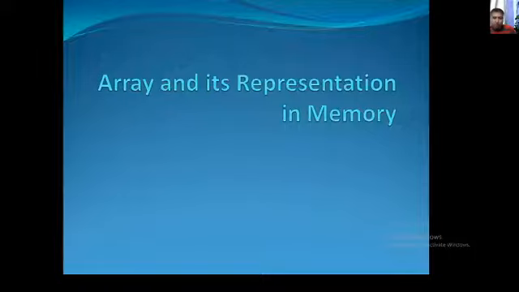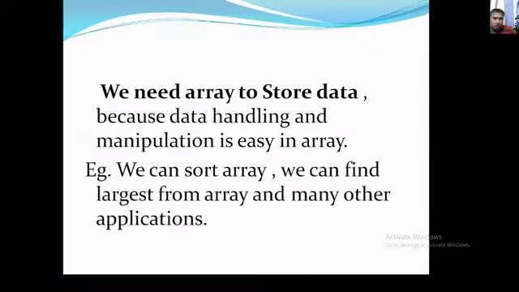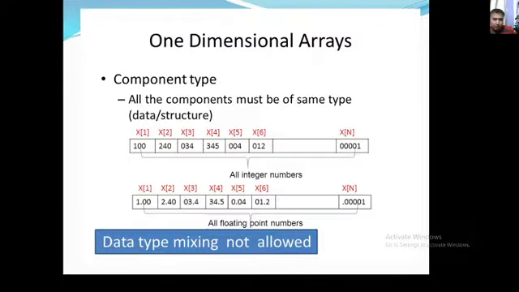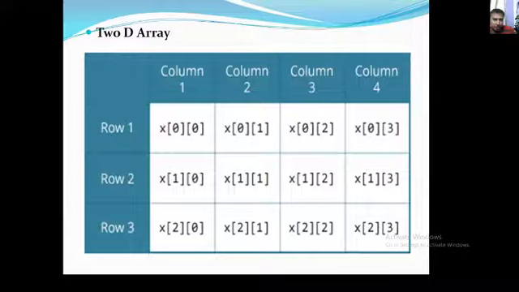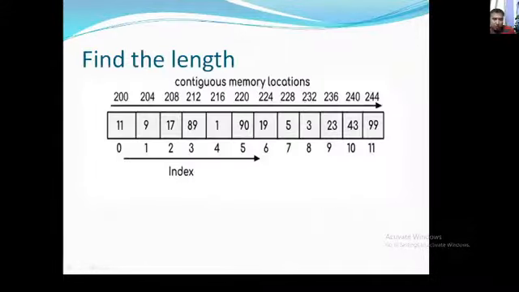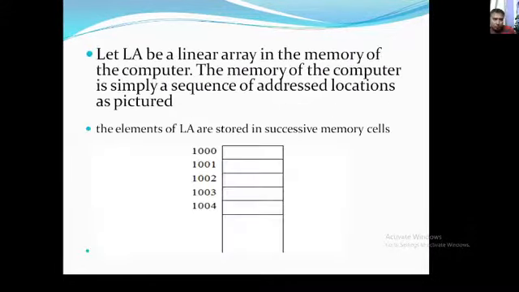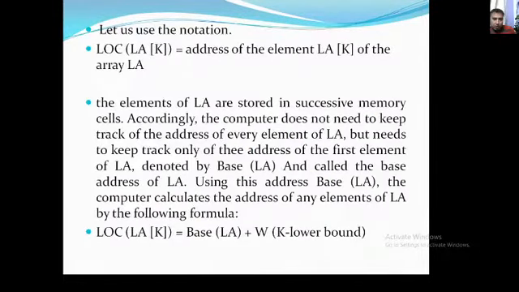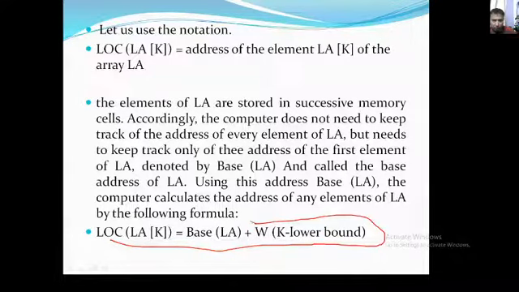In our previous class we have seen array and its representation. We have seen what is an array. This is a one-dimensional array we have seen in the previous class, and this is a two-dimensional array. We have also seen how we calculate the length of the array. The formula was this. Then we have also seen the representation of an array in memory, and how to find the location of a particular element. So this was the formula in case of a one-dimensional array.